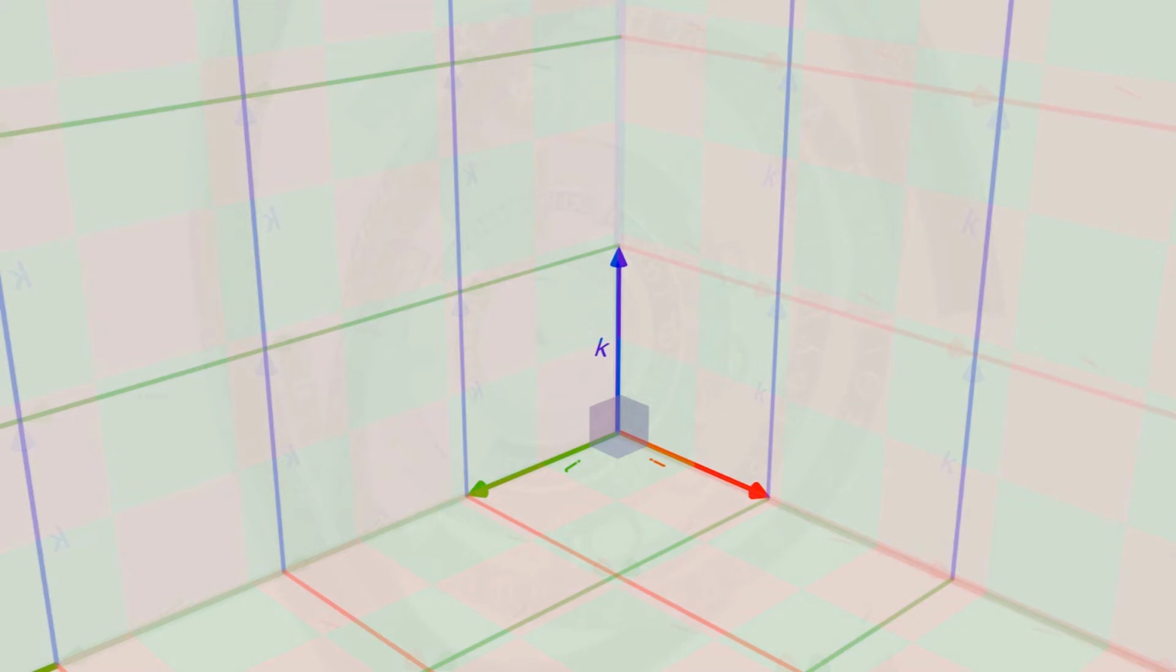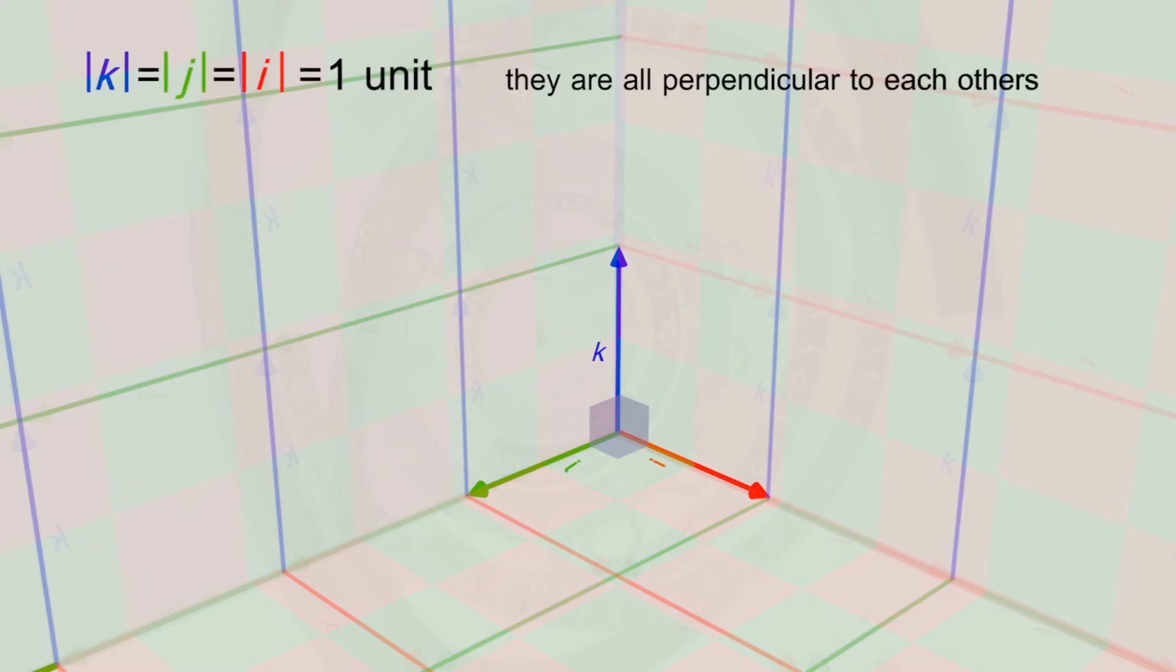Basis vectors are orthogonal to each other, which means that there is an angle of 90 degrees between them. And the amplitude of each of these basis vectors is only 1 unit.